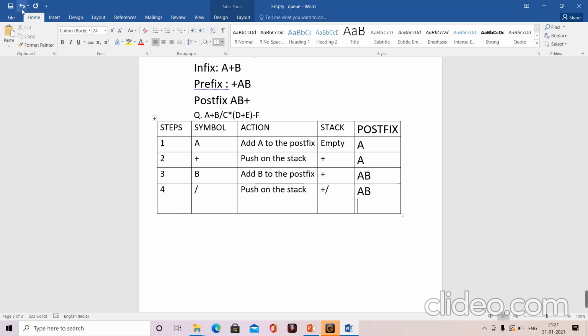Again, fifth. The fifth symbol is C. So C will be here. What we have to do is push on the stack, and then see what the new symbol is that has been added.